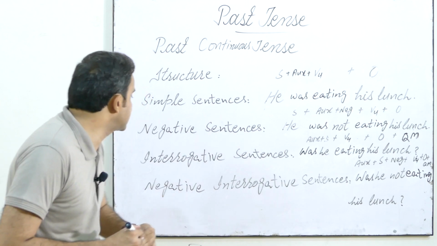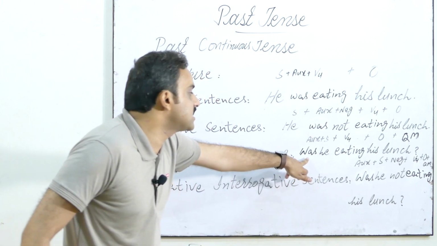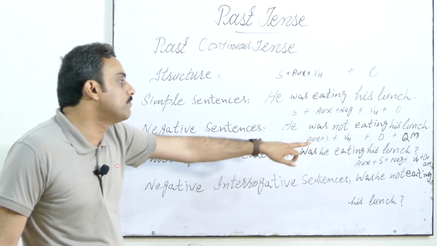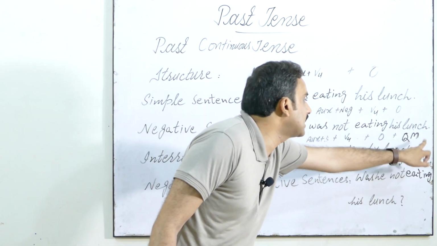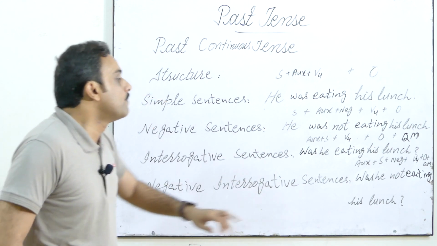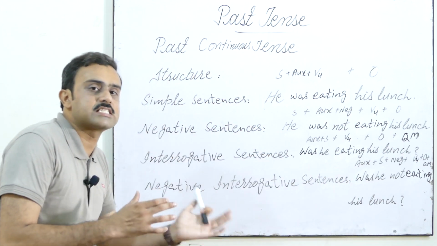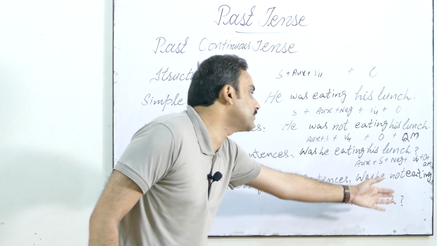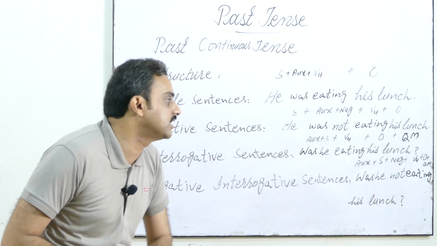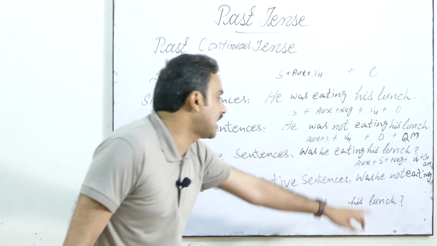Then the past continuous tense interrogative sentence would be like this: "Was he eating his lunch?" "Was" is your auxiliary and "he" is your subject. "Eating" is the fourth form, "his lunch" is the object, and at the end we have a question mark. And then negative interrogative sentences: "Was he not eating his lunch?" Auxiliary "was" at the start, then the subject, then negation, and then V4, meaning first form of verb with the addition of the "ing" morpheme, then the object, and then the question mark at the end.